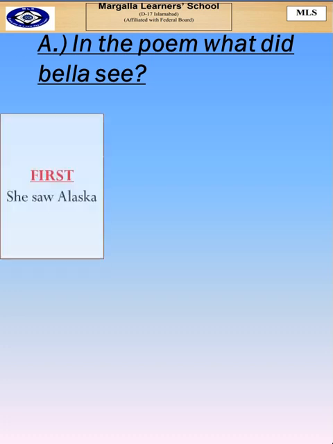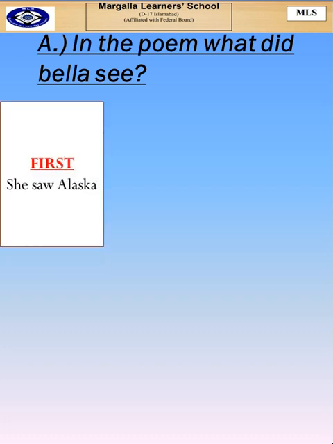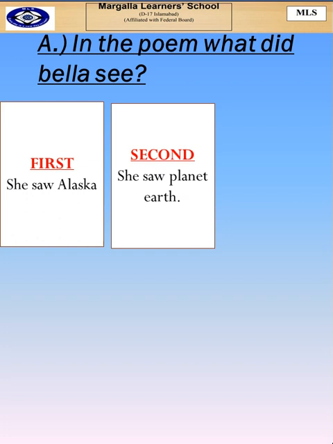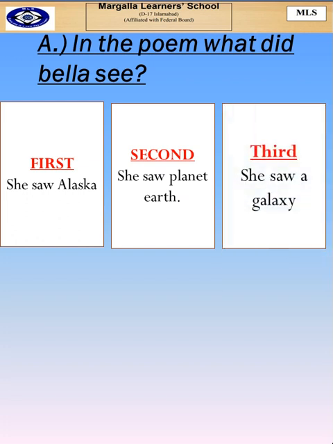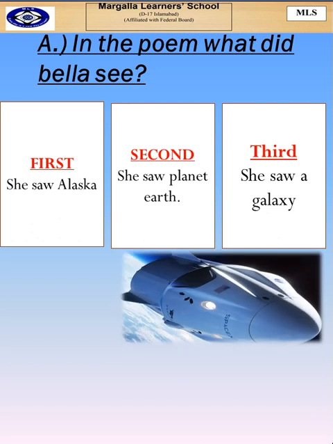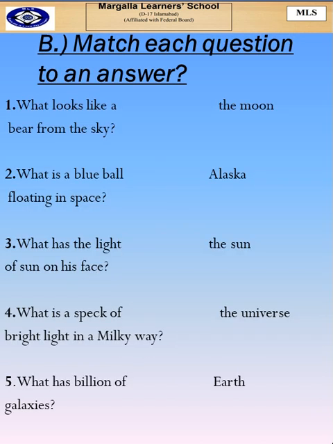We have 3 columns. We are going to fill all of these 3 columns. The first thing that she saw was Alaska. The second thing, she saw planet Earth. The third thing that she saw was a galaxy. Let's move on to the next question.